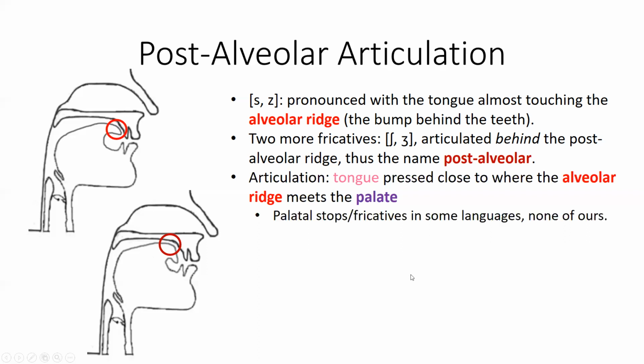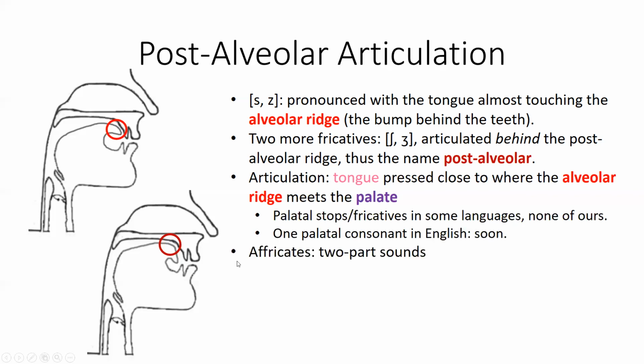So there are palatal stops and fricatives in some languages. I say none of ours. Again, I forgot to check that with the languages people speak in this class. I think that some Slavic languages do have the palatal stop. If there's any German speakers, the words ich and nicht have a palatal fricative in them. But we don't have any palatal sounds in English, except for one we'll talk about on Monday, but certainly no stops and fricatives. So instead, we have these post-alveolar sounds that sort of take their place.